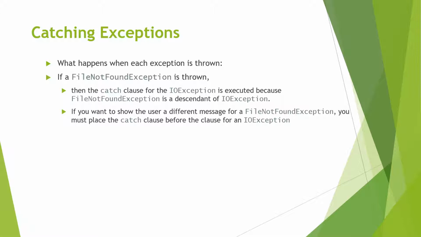If you want to handle a file not found exception differently from other IO exceptions, you can place another catch clause before the clause for an IO exception. So immediately after the try block and before the catch clause for IO exception, you can add a different catch clause for file not found exception. This way you can tailor the way you want to handle file not found exceptions, and you handle it differently from all other IO exceptions.